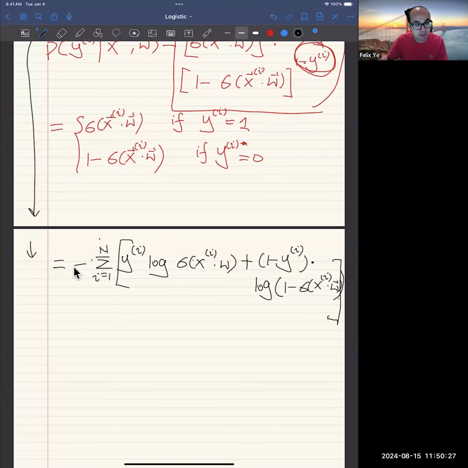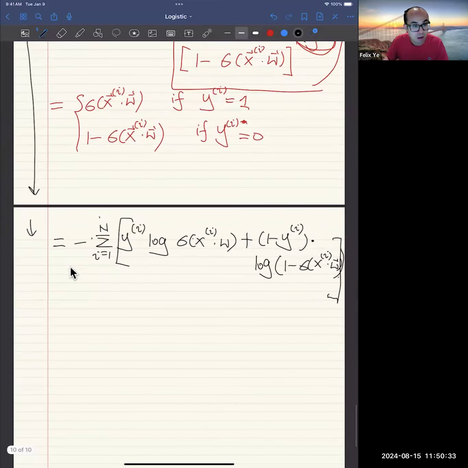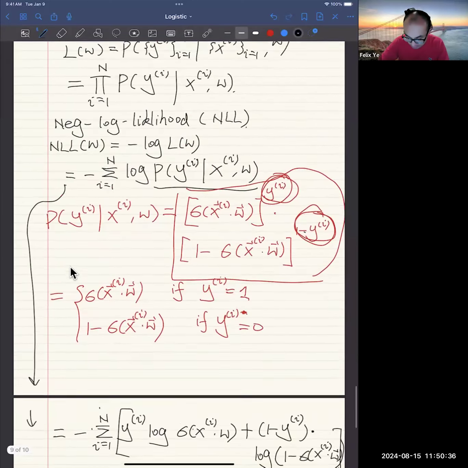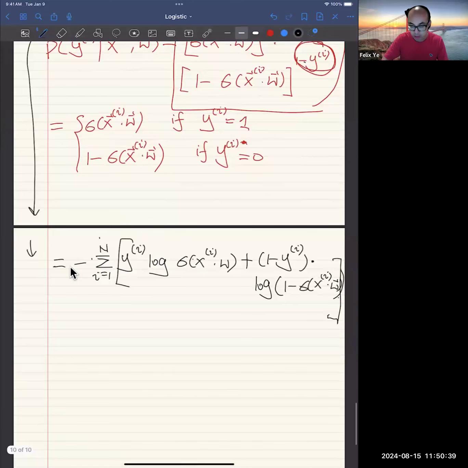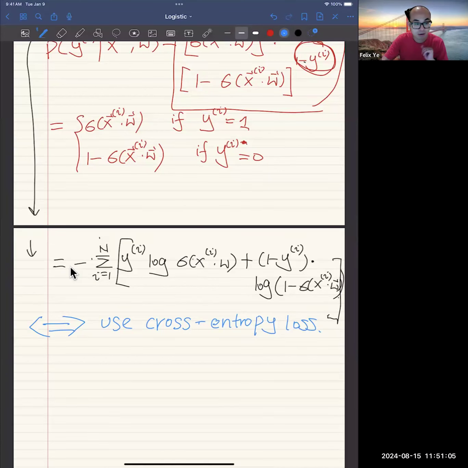But in fact, this has some interesting meanings. This is the negative log likelihood of my logistic regression if we're using the sigmoid activation function. I want to argue this whole thing is equivalent to using the cross entropy loss. So what does that mean? And what is the definition of the cross entropy loss?